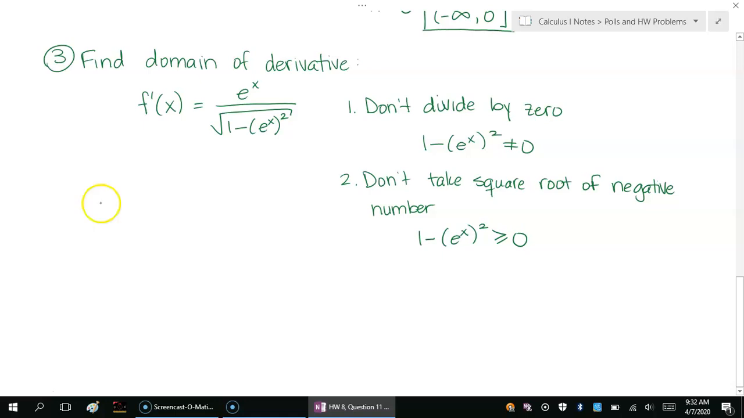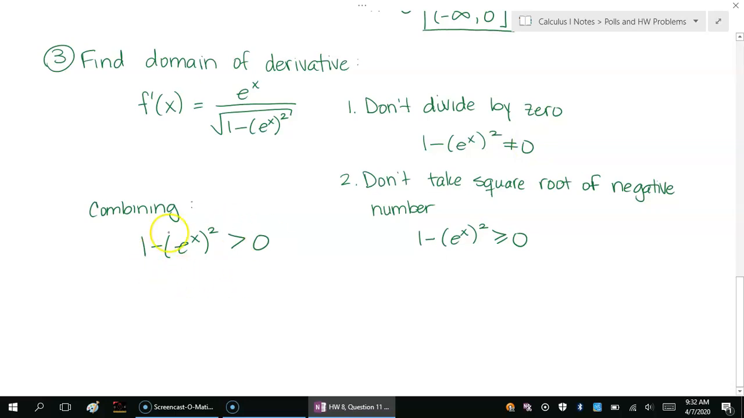Combining these, the condition that I get is that for an x value to be in the domain, what I need is 1 minus e to the x squared to be strictly greater than 0. This says it has to be greater than or equal to 0, but this says it's not allowed to equal 0, so the only possibility is for it to actually be bigger than 0.